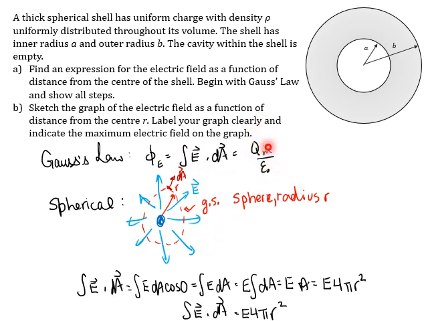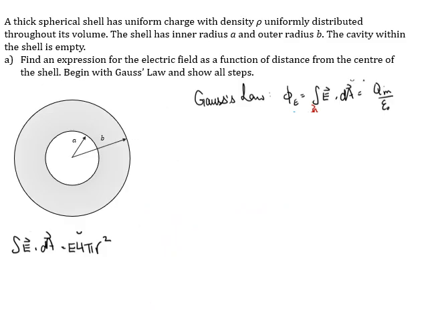Next we have to deal with what's the Q inside for each one of these three regions. We need to find our electric field in three places. So let's start by finding the electric field inside the cavity, where the radius of our Gaussian surface is less than the radius of the inner wall of that shell. Let's draw our Gaussian surface. It's going to be a sphere with radius r less than a. Let's apply our Gauss's law.